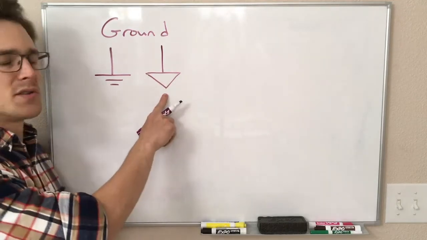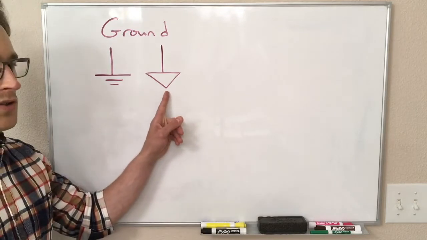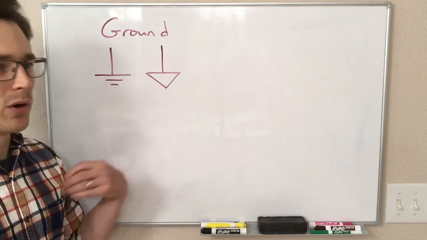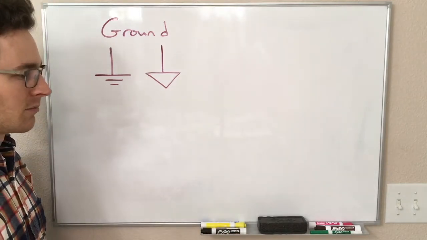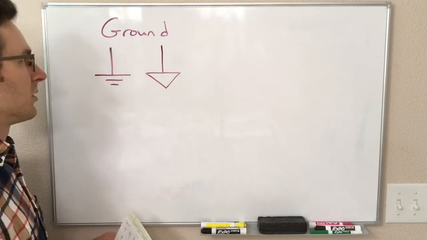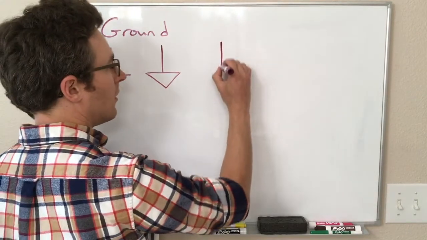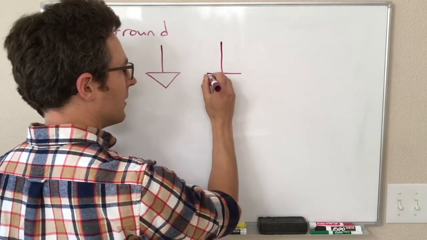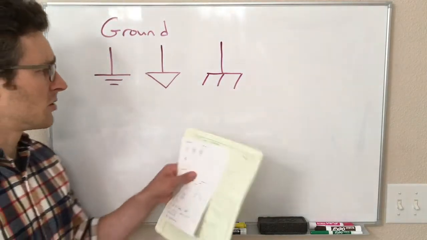So this symbol also means ground, but this means signal ground. This might just be something that you are referencing as 0, making an arbitrary decision to call this point in the circuit 0 rather than actually connecting it to something special. Okay, and the other ground symbol, which we will probably not see again, looks like that. That is a chassis ground.